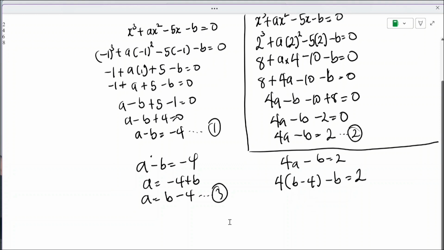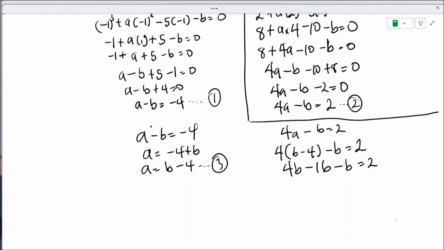So we have 4 times b, that will give you 4b. Then you have plus 4 times negative 4. That will give you negative 16. Positive times negative will give you negative. 4 times 4 will give you 16. Then we have negative b equals 2. We collect like terms. We have 4b minus b equals 2. We take the negative 16 over the equals sign. It turns to positive 16. Standard in math, you say add 16 to both sides.